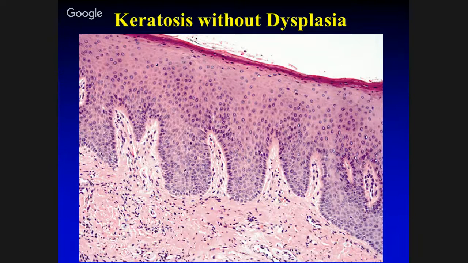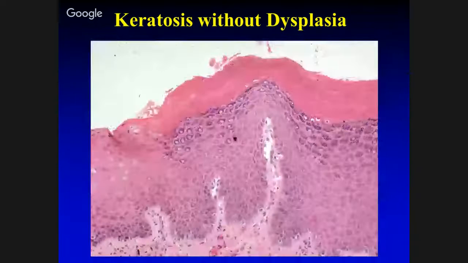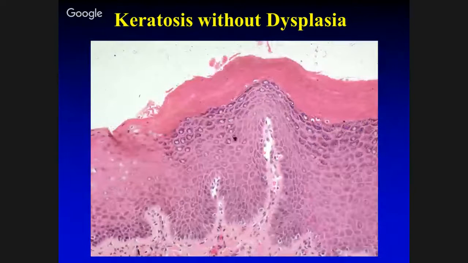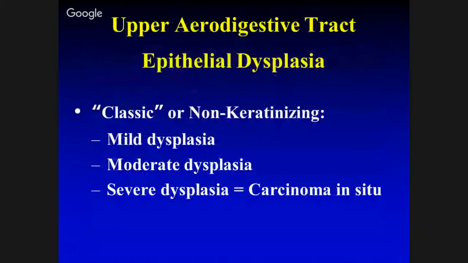So there's good orientation of the nuclei. The changes I mentioned before are not here. And here's more keratin, plus or minus nuclei. Again, elongated rete ridges, maybe hypergranulosis, no viral changes, and no cytologic atypia.